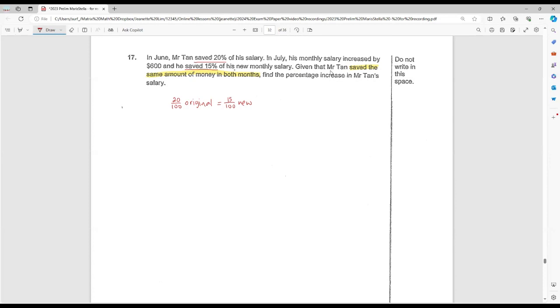Okay, let's simplify first to make it easier. 1/5 of the original is the same as 3 over 20 of the new salary. In equivalent proportion, like what we have here, we have to make numerator the same. Okay, so this is 3 over 15 of the original is the same as 3 over 20 of the new salary. Because it's like saying 3 units of the original is the same as 3 units of the new one, right?